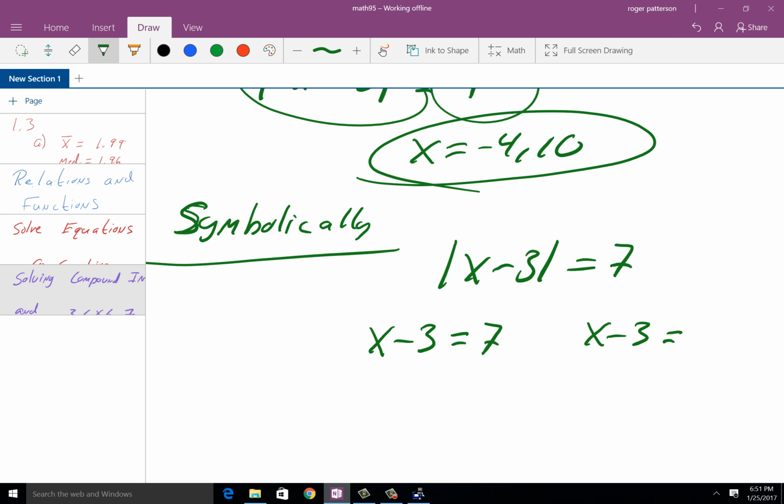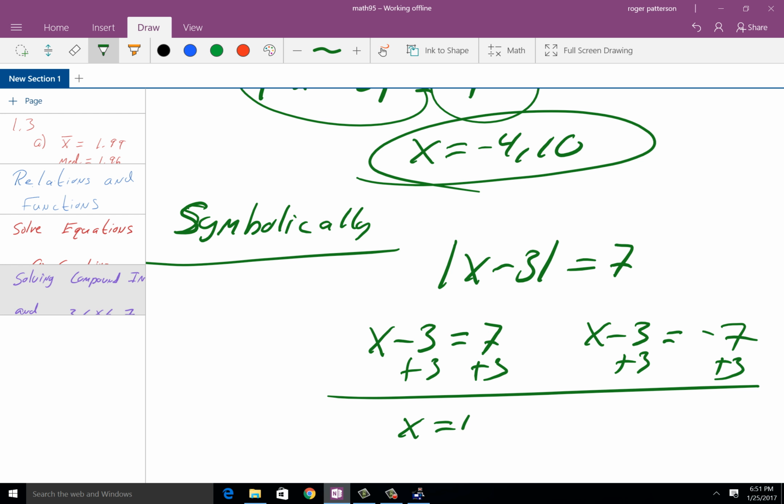Negative number. Negative what? 7. Yeah, right. Because it's going to be positive, correct? So when we do this symbolically, then we're going to split this up into two situations where we have x minus 3 is equal to the obvious case, but also we're going to say x minus 3 is equal to the negative part. And then you just do it. Okay? And you can see, oh, hey, there's where the 10 and the negative 4 come in.